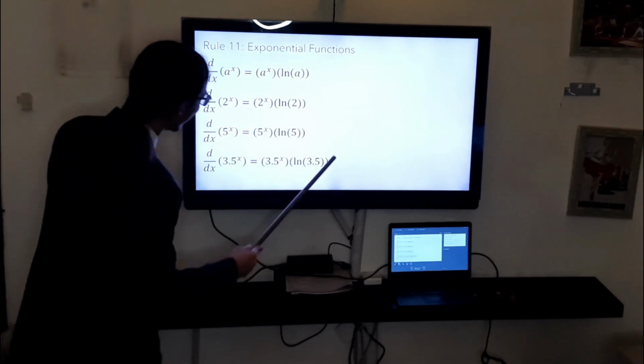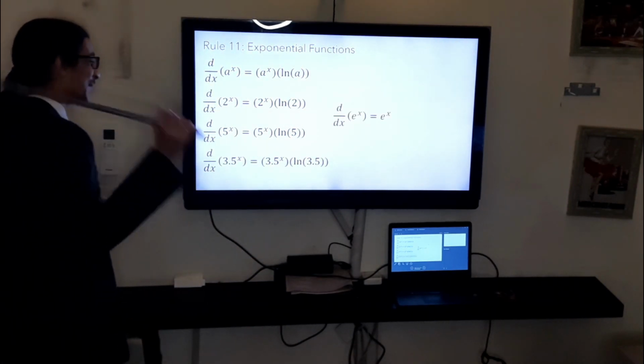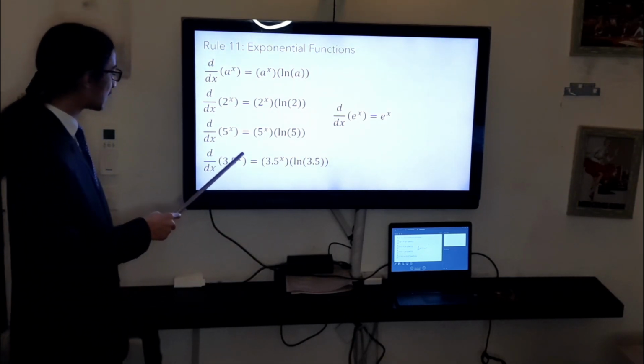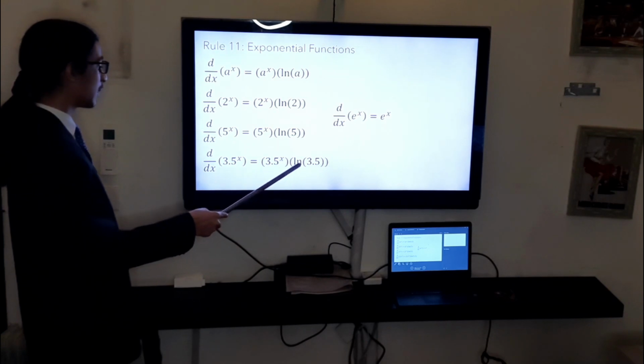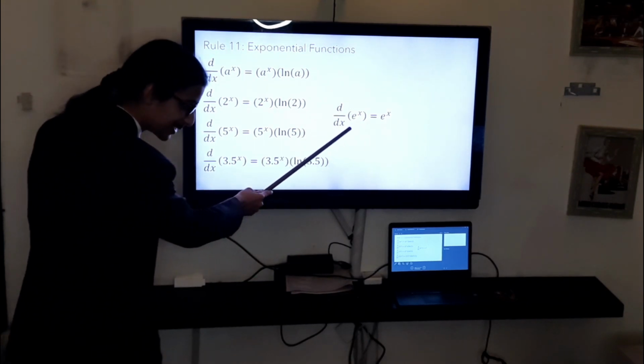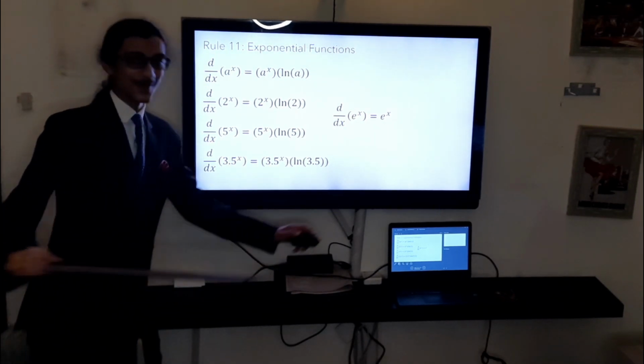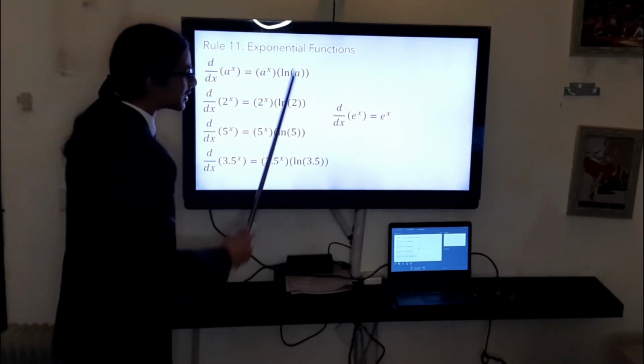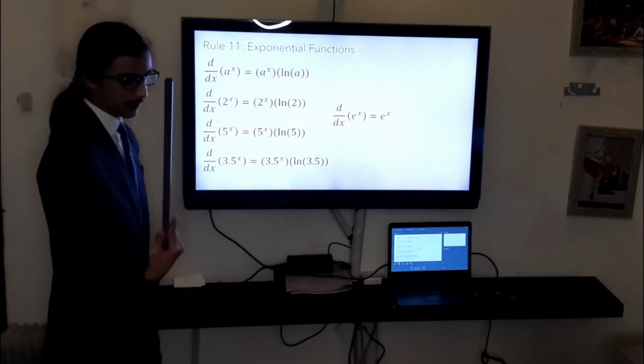Oh, sorry, bad timing. I forgot to put 1 there. But my point is, this also works for decimals. So, 3.5 to the power x is also equal to 3.5 to the power x into ln of 3.5. But this was the point I made, right? God, I really messed up that dramatic timing. But yeah. So the derivative of e to the power x is just e to the power x. Why? Because ln of e is 1, right?